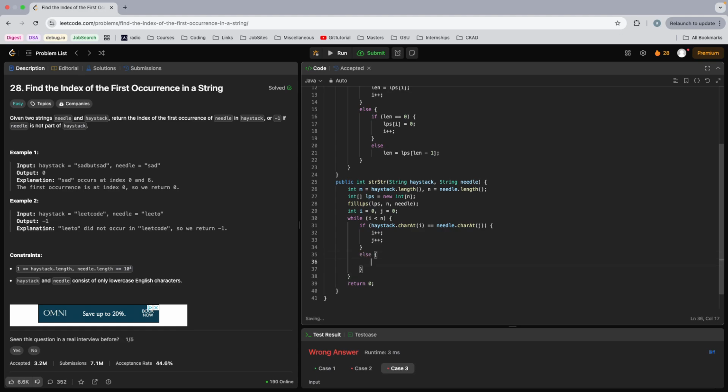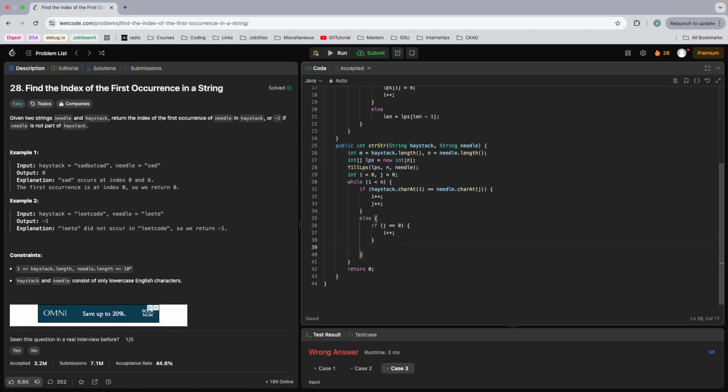Else, if J equals 0, we did not find any prefixes which were also suffixes, so we just increment I and move on and start comparing I and J again. Else, I'm going to reduce J to LPS of J minus 1 to avoid matching characters which were already matched in the previous iteration, right? There are a few problems here. I traverses the haystack, not the needle.